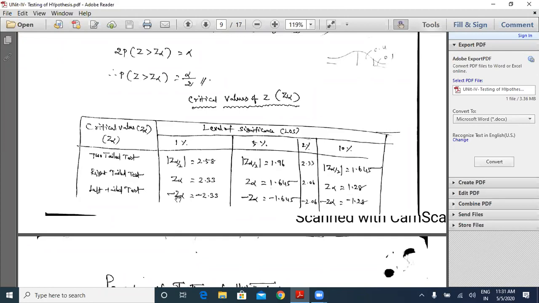Left tail means you have to take minus, because the left part is negative. So minus Z alpha is minus 2.33, minus 1.645, minus 2.06, and minus 1.28. These are the table values we get from normal tables, and they are tabulated here to remember. So please remember this table. 1%, 5%, 2% are very important and usually asked.